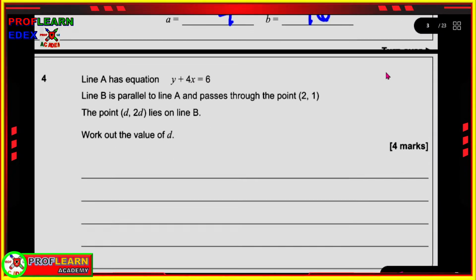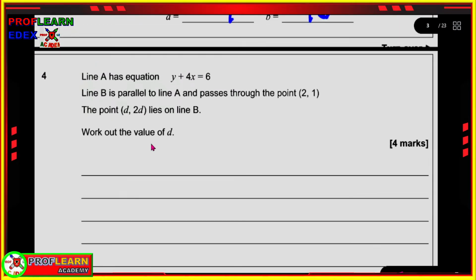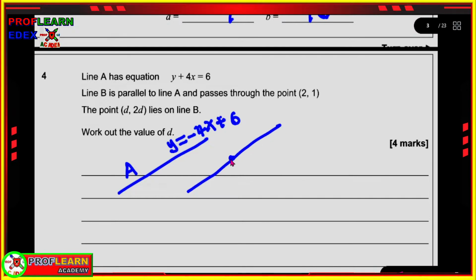All right, so the next question. We are told that a line has the equation and is parallel to line A, passing through this point. The point (2D, D) lies on line B. Line A has the equation y = -4x + 6. Line B is parallel to line A and passes through the point (2, 1).